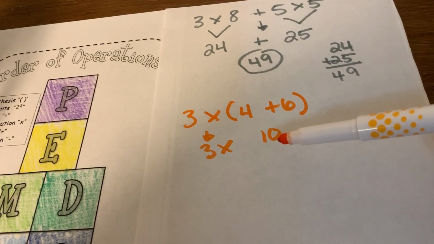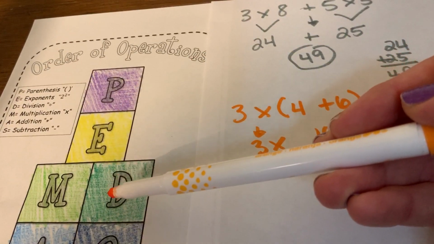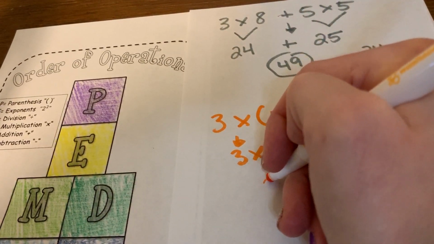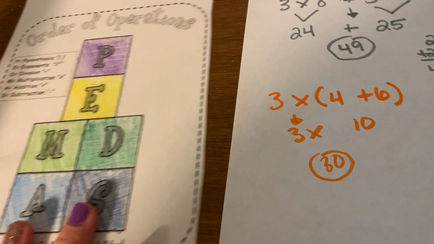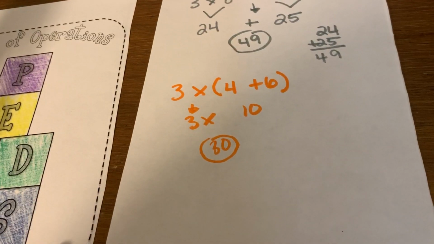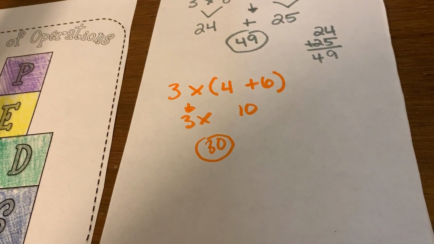3 times 10 now is what's left, and that's next on our list. So 3 times 10 is 30. Okay? So I'm going to give you another problem, and I'm going to have you solve it.